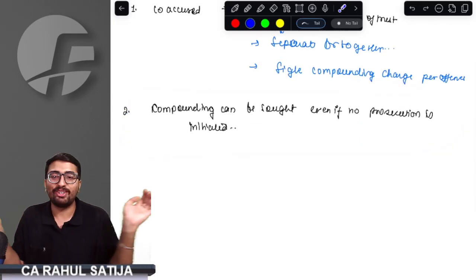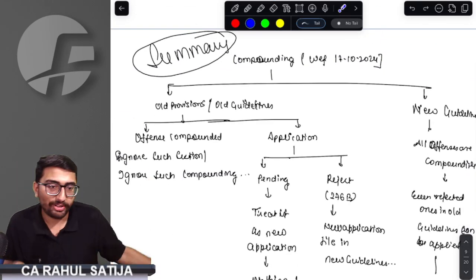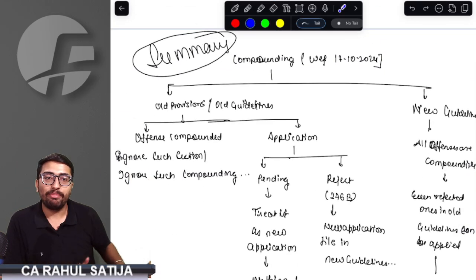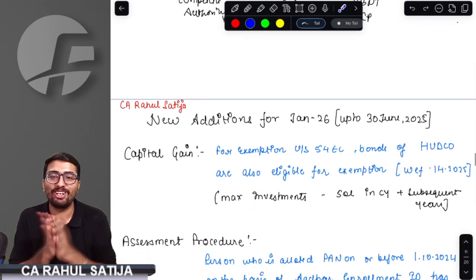Remember, compounding can be sought even if no prosecution has been initiated. This entire PDF has been circulated by me in my Telegram channel. This is the summary of the compounding. If you want to refer, you can refer to it.